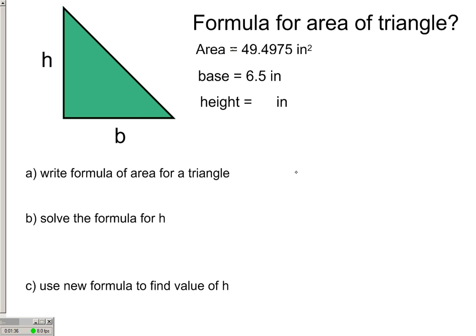What about if we're using a triangle? Write the formula for the area of a triangle. 1/2 base times height is going to equal the area of a triangle. Solve the formula for h. Well, we can divide b by b, and that'll get that to go away, and divide this by b, but how do we handle fractions? So let's take a look at that real quick.